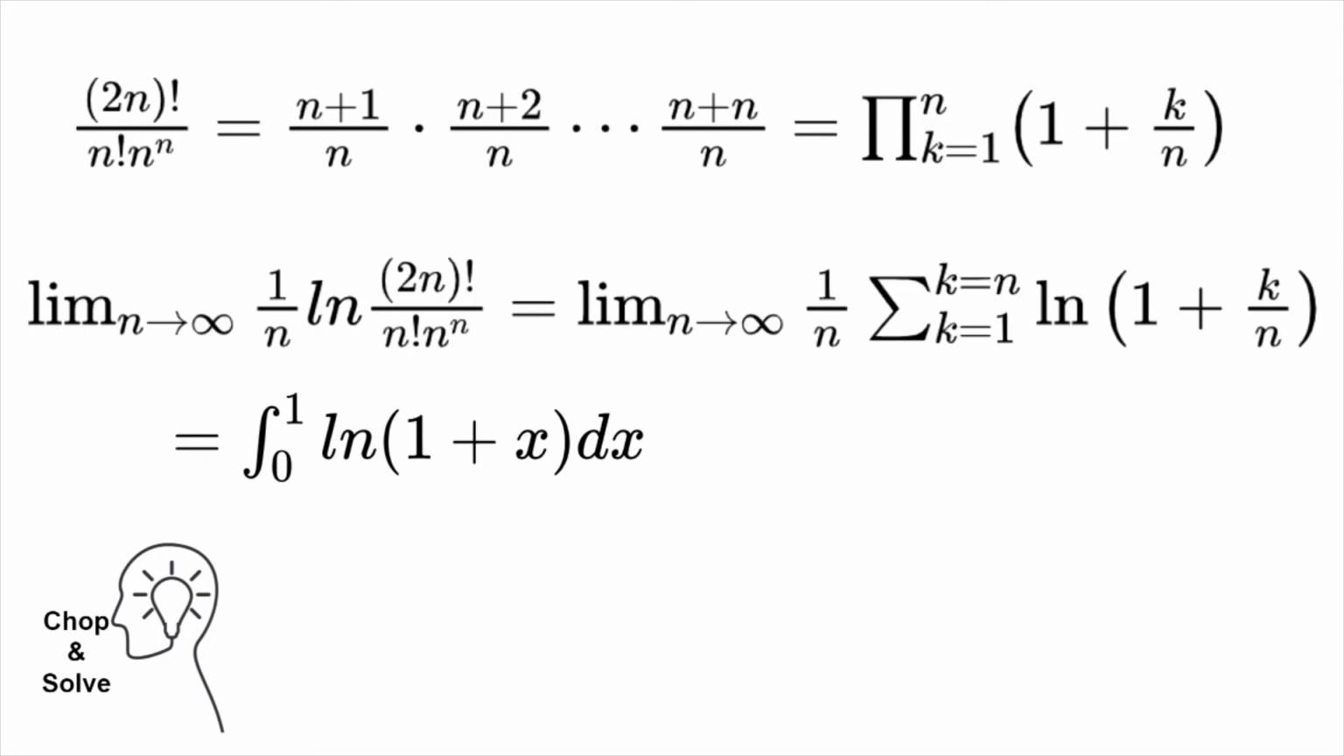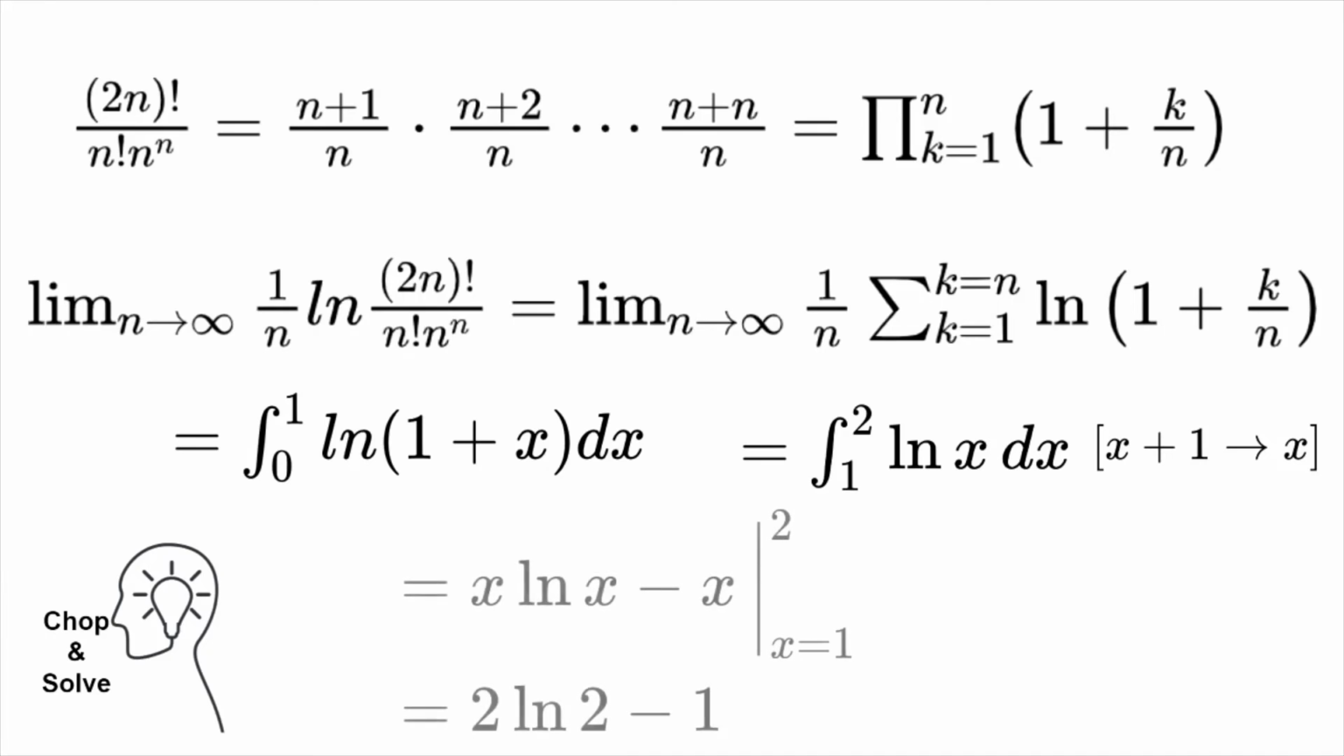And from the definition of the definite integration, we can write the integration from 0 to 1 of ln(1 plus x) dx. And if you substitute 1 plus x by x, the limits change: the lower limit becomes 1 and the upper limit becomes 2. Integration from 1 to 2 of ln x dx. If you integrate ln x, you will get x ln x minus x. If you put the upper limit and lower limit, then you will get 2 ln 2 minus 1.